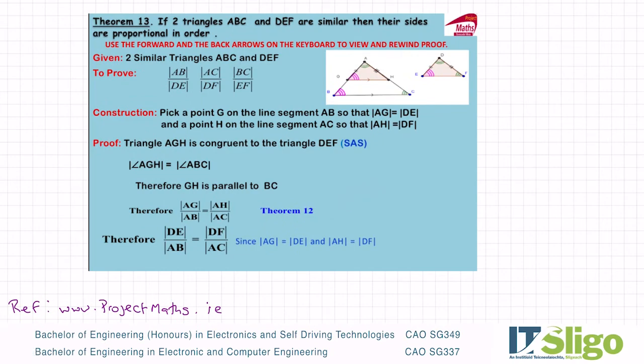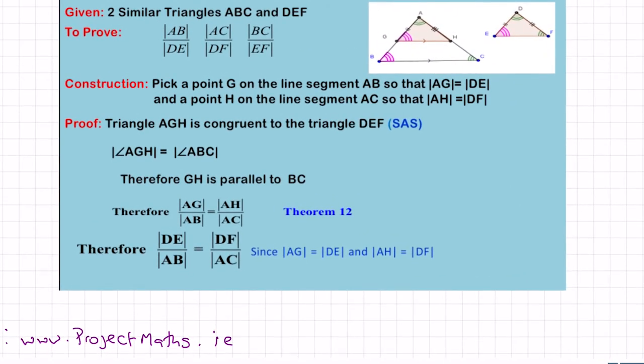So then what do they say? They say then you could write it as, instead of AG, you can say DE, because remember we designed them with their constructions that they're the same. So you replace AG with DE. And then instead of AH on this side, you replace it with DF, because again, that was the construction you did and you made them be the same. And that's what that note there means.